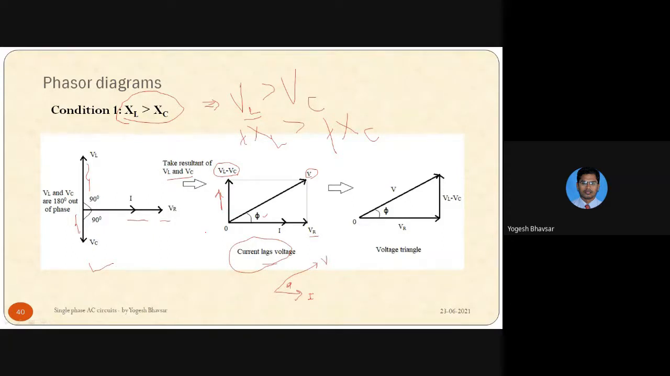Now, from this phasor diagram, we can draw a voltage triangle like we have drawn earlier. So take any triangle from this phasor diagram. So we can have the voltage triangle. Here the base side represents VR, the voltage across the resistance. The adjacent side will be VL minus VC, this one, and the hypotenuse will be only V. Right? So this is the voltage triangle for the condition XL is greater than XC.